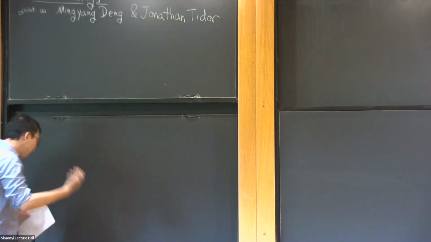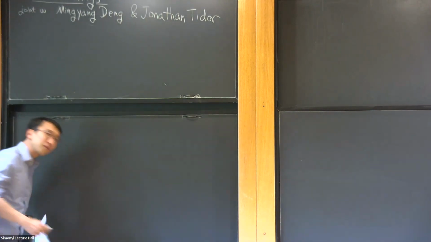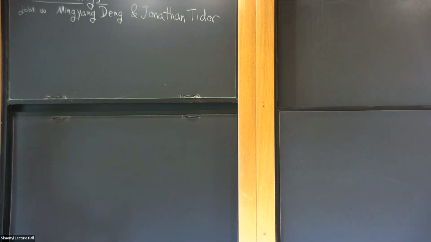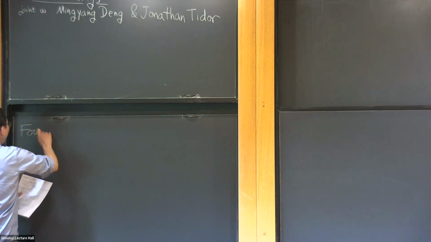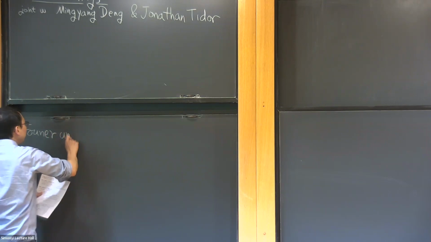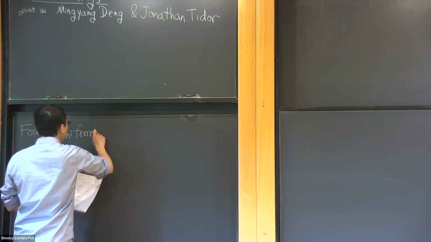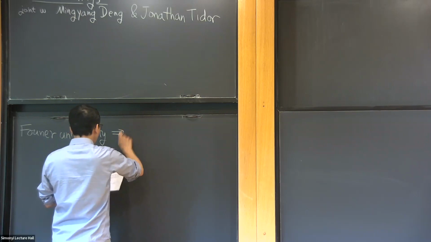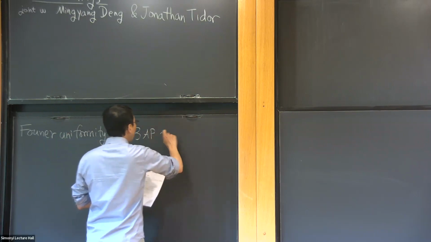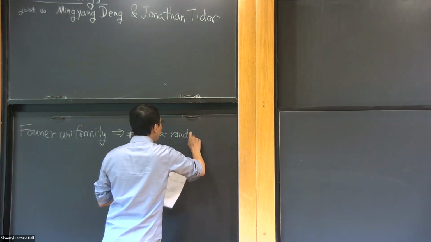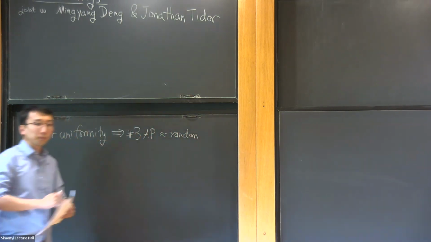When we first learn the basic theorems in additive combinatorics, one of the first things we encounter is the proof of Roth's theorem. And one of the important ideas in the proof of Roth's theorem is that Fourier uniformity implies that the number of 3APs is close to what you would expect in a random set of the same density.